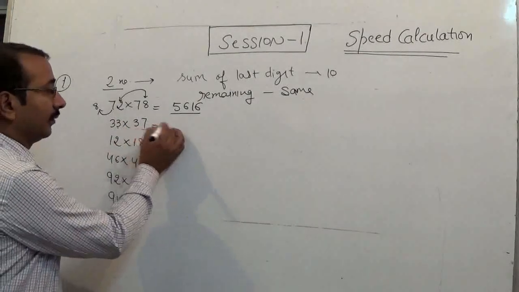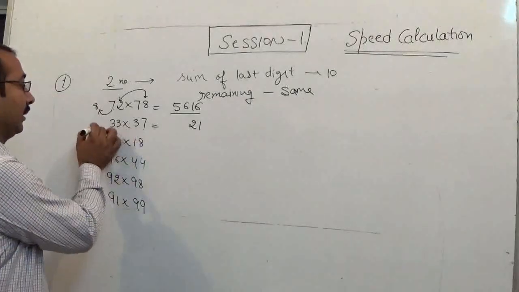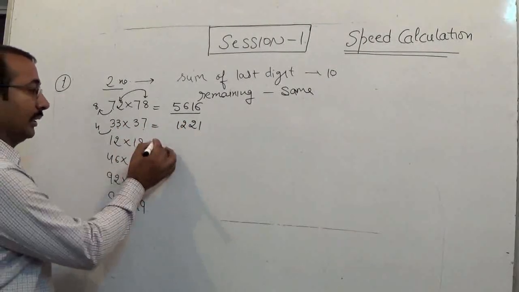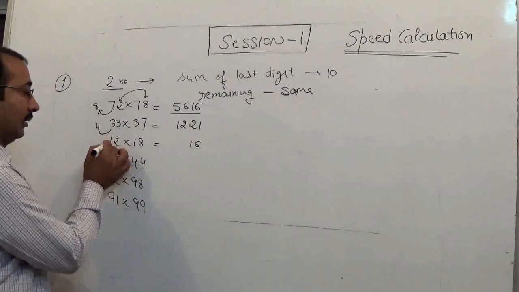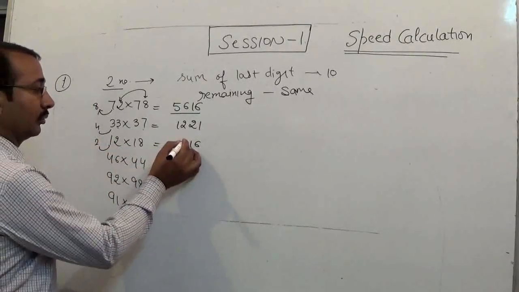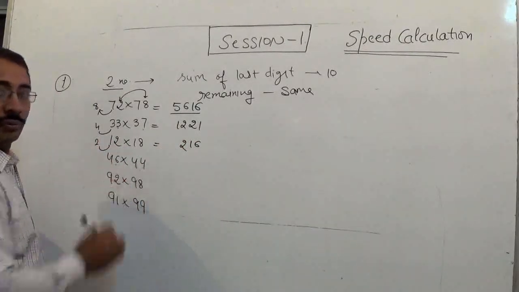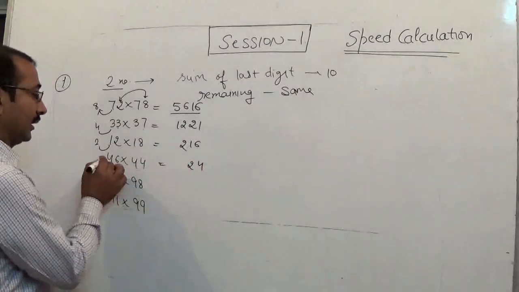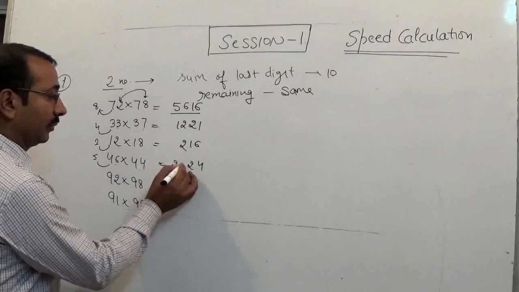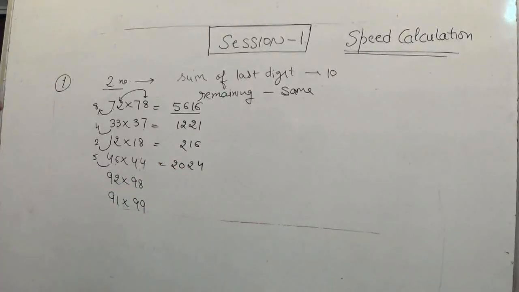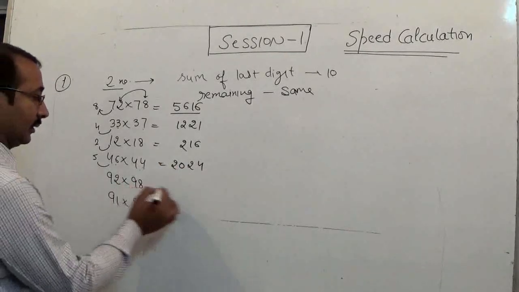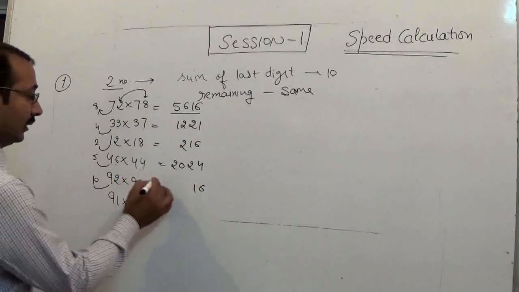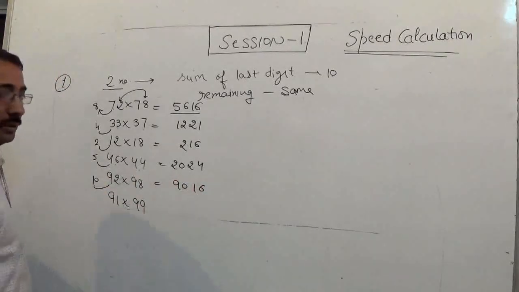Similarly 33 into 37. 3 into 7 will give you 21. 3, next number is 4. 3 4s are 12. 12 into 18: 2 into 8, 16. 1, the next number is 2, 1 into 2, 2. 46 into 44: 4 into 6, 24. 4, the next number is 5, our answer would be 2024. 92 into 98: 2 into 8, 16. 9, the next number is 10, it would be 90.